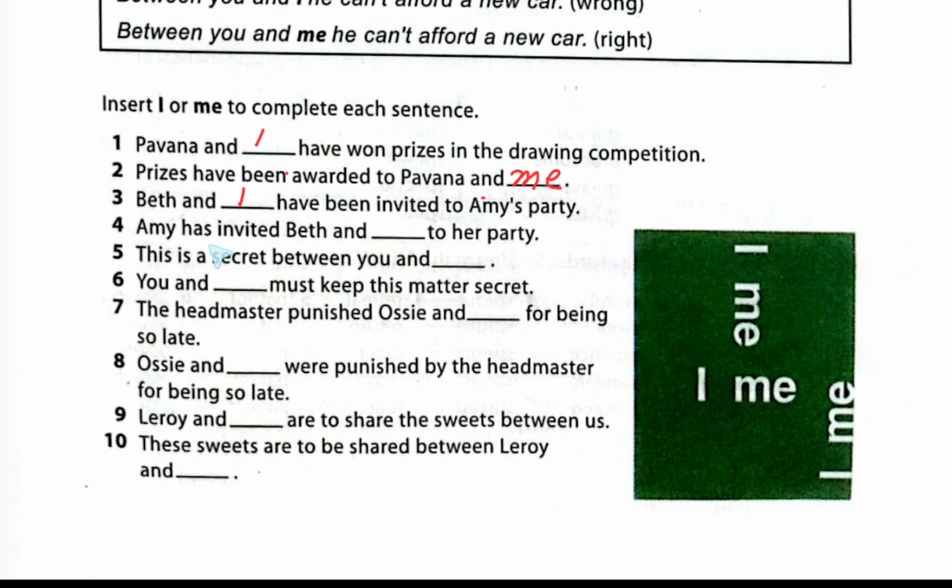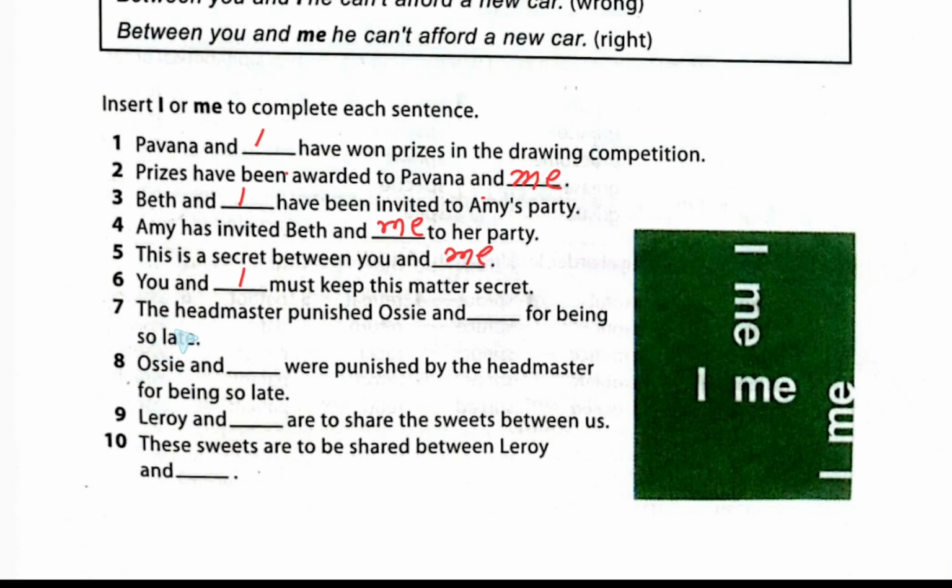Number four: Amy has invited Beth and me to her party. So here we will put me. Number five: this is a secret between you and whom? This is a secret between you and me. Now, number six: you and ___ must keep this matter secret. You and I must keep this matter secret.